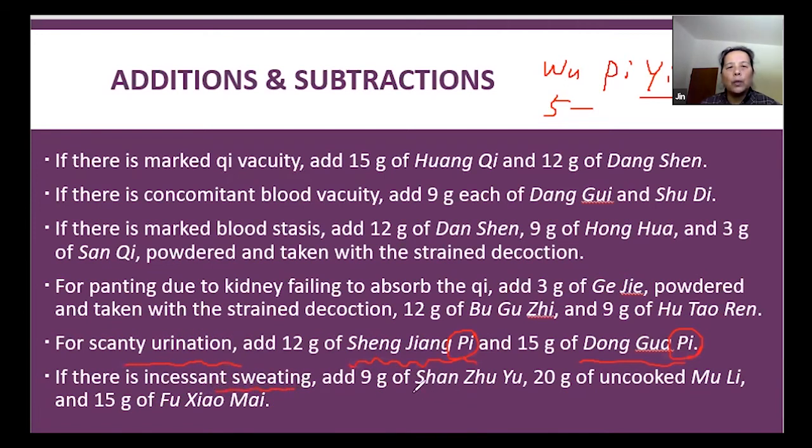山茱萸 we know belongs to the astringent herbs and also has a tonify function for the kidney. And the long gu, heavy herbs, bring everything downwards. And the fu xiao mai stops sweating. So put together, they stop people's sweating kind of conditions.